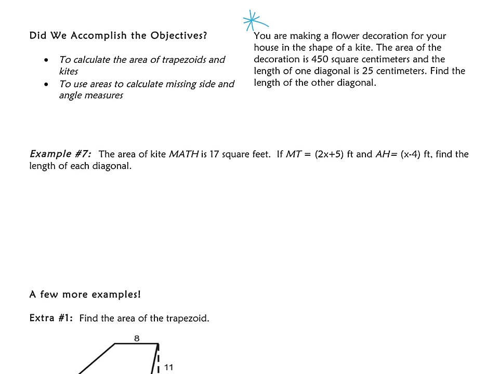Example 7, I'm going to do with you because it's a doozy. All right, so we have the area of kite MATH is 17 square feet, and they gave me some lengths, MT and AH. So the first thing I do is I'm going to draw this picture because that's just how I do it. Okay, so MATH, that spells math. All right, drawing the diagonals. Again, it doesn't look so great. I'm always really bad at kites.